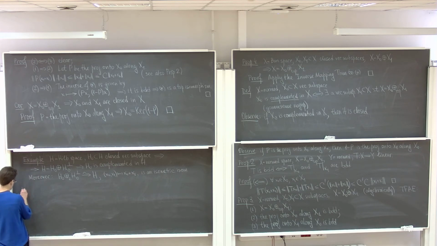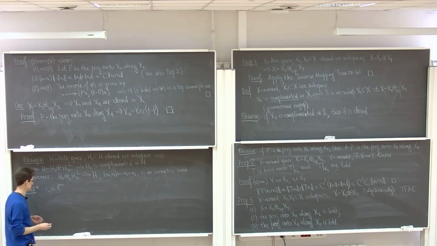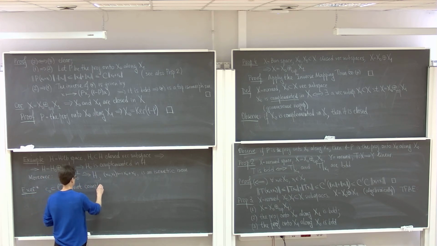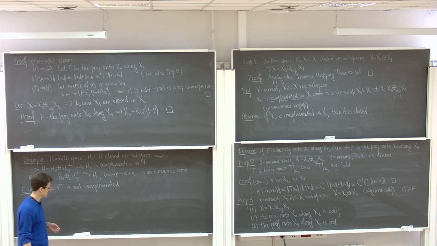And here's a counterexample which shows that for general Banach spaces, this is not the case. The exercise is not very easy, but a detailed hint is given in our second exercise sheet. So if we take the little c0 space, then it is not complemented in L infinity. This is probably the easiest example, but it is not easy.